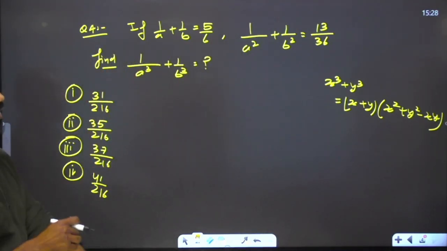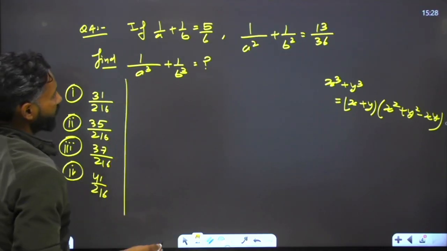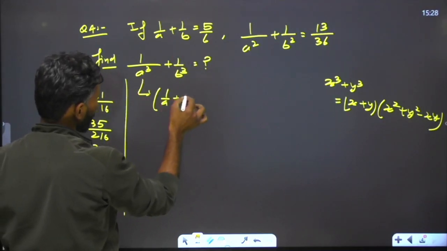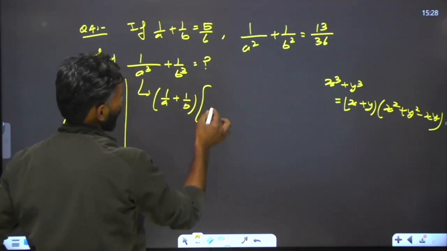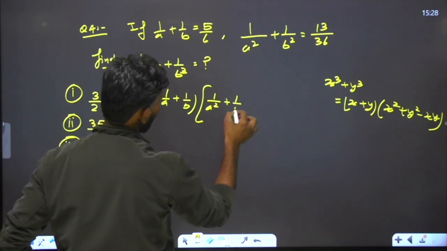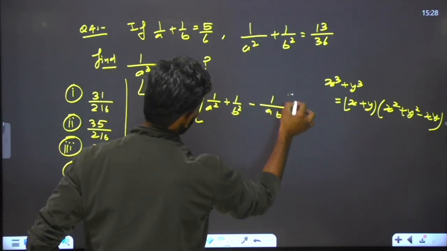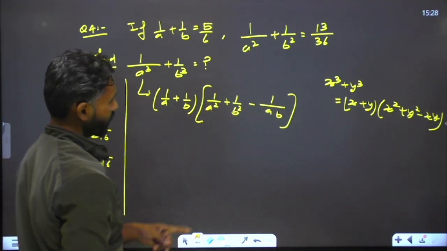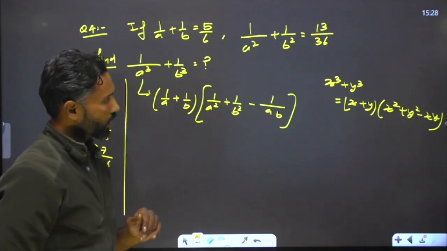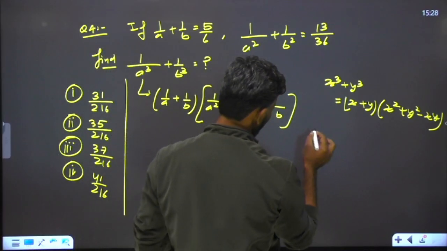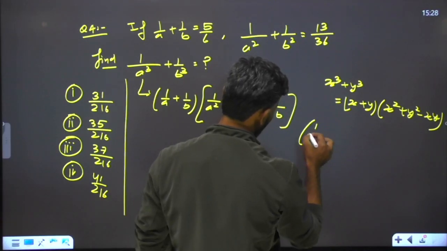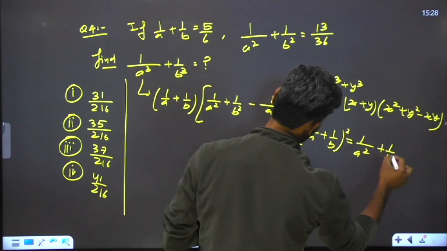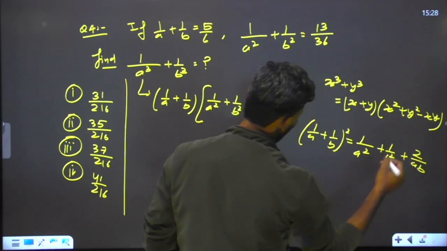So we are going to do this. We can write it as, this is x cube, this is y cube, so it can be written as (1 by a plus 1 by b) within bracket (1 by a square plus 1 by b square minus 1 upon ab). So we know the value of 1 by a plus 1 by b. We know the value of 1 by a square plus 1 by b square. So we just have to calculate the value of 1 upon ab. Now you know very well that (1 by a plus 1 by b) whole square will be equal to 1 by a square plus 1 by b square plus 2 upon ab.